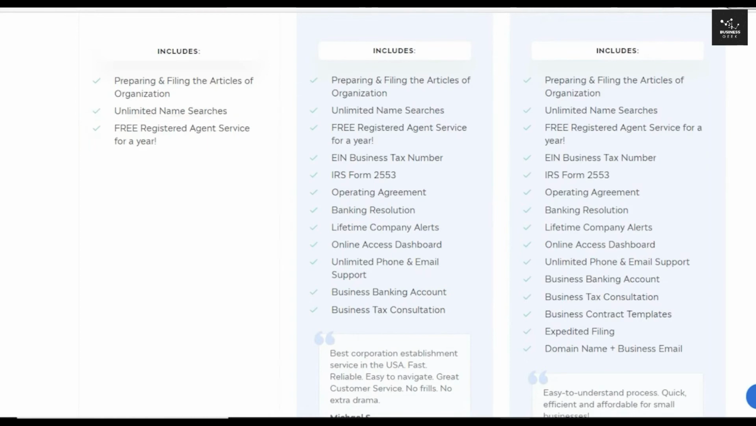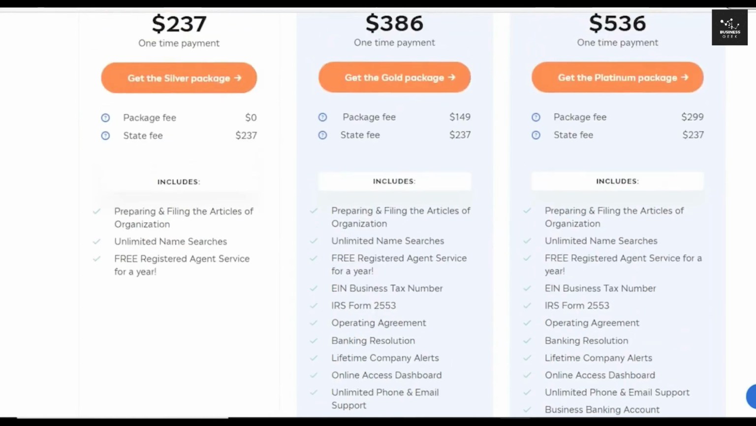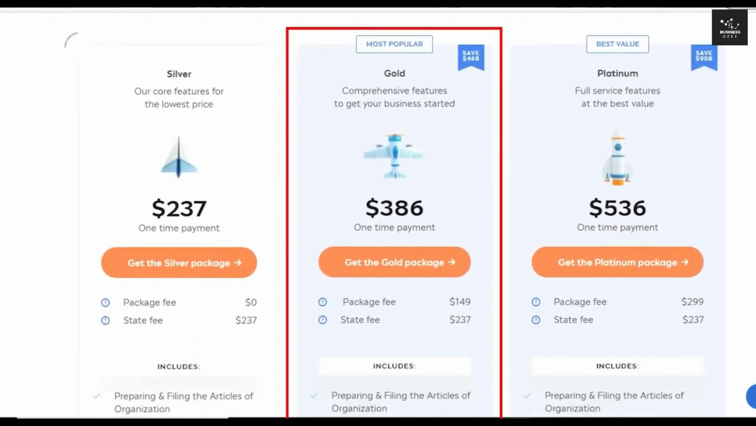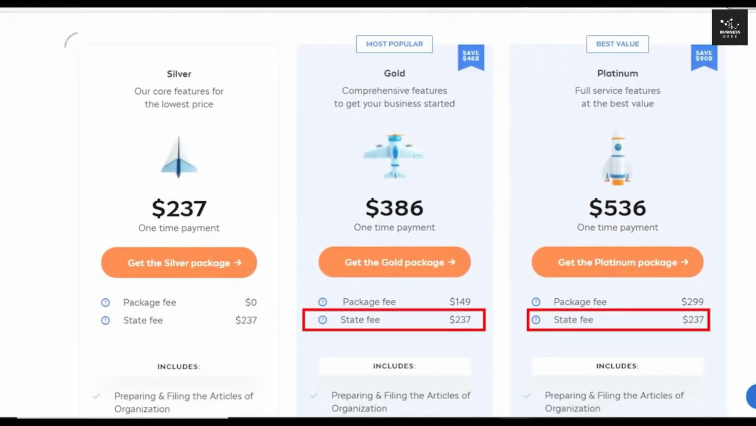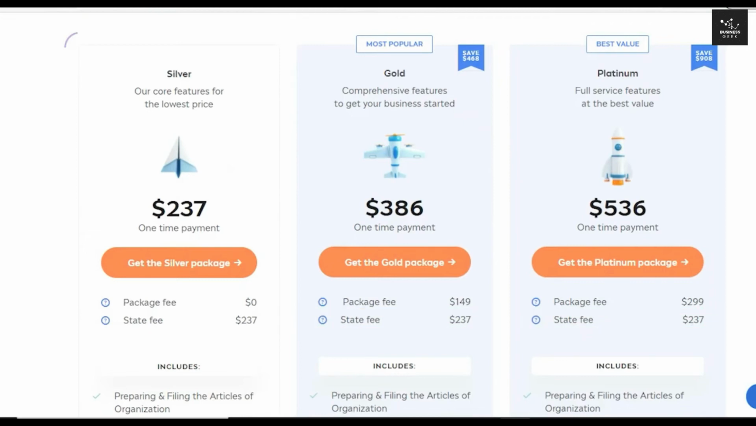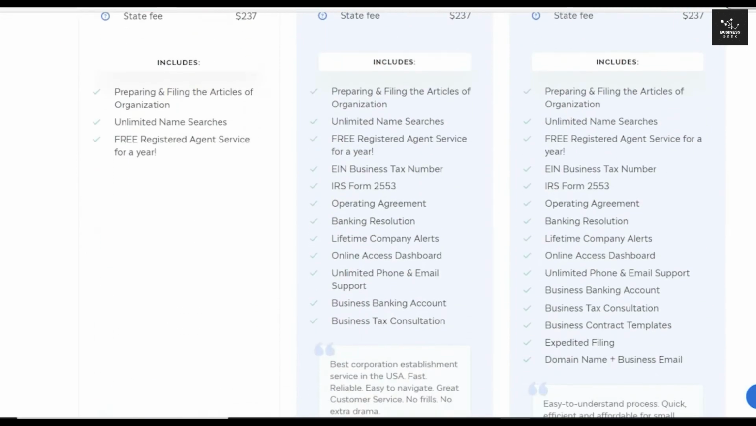IncFile's next packages are the Gold and Platinum packages, which both have package fees already on top of the $237 state fee. Each package has its own set of services which are all worthy of the subscription you are paying for. The Gold package offers you the benefits of filing reports and taxes for your LLC.